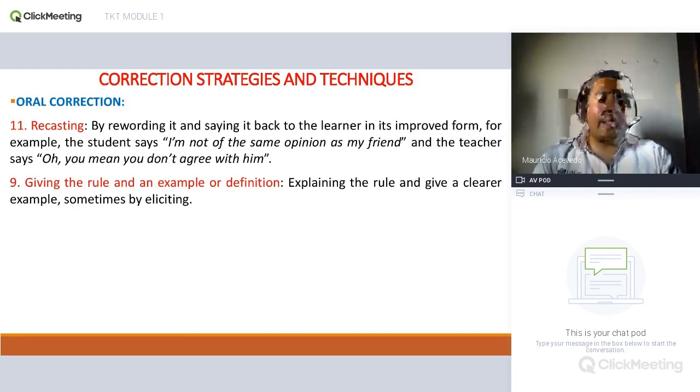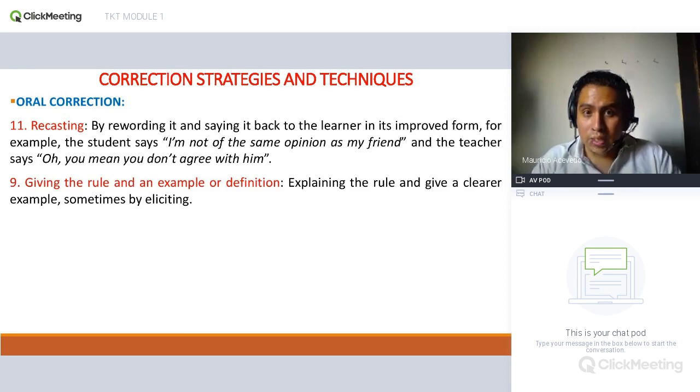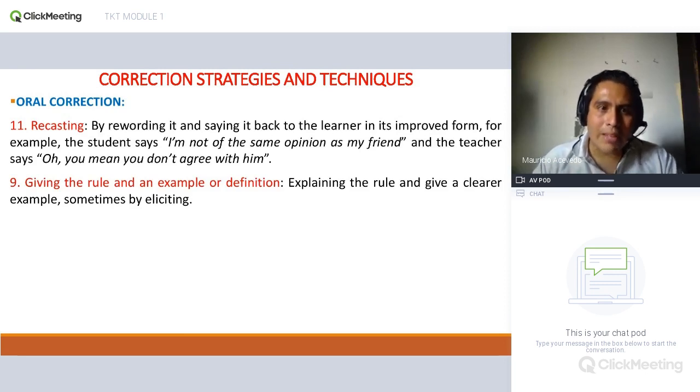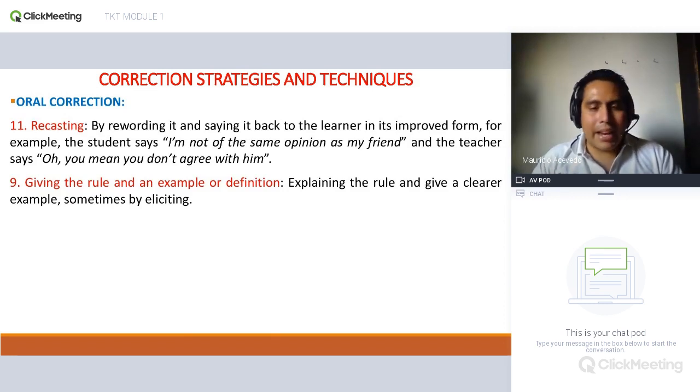Okay. And finally, giving the rule and an example or definition. Okay, so explaining the rule and giving a clearer example, sometimes by eliciting. Okay, so in this case, you realize that they made a mistake.